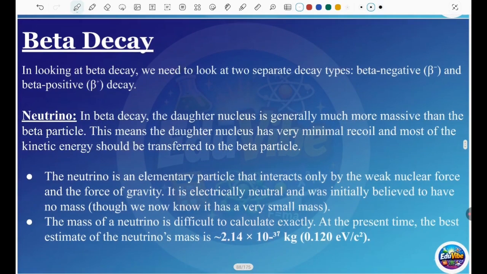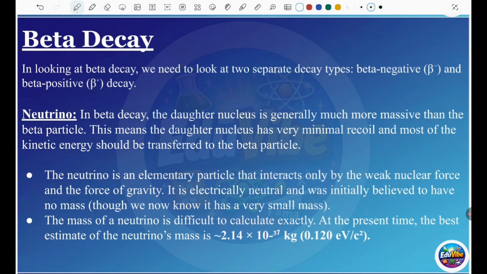Next, for beta decay, as you all know, beta decay has two types, beta positive and beta negative. They have different processes for making the equations. So firstly, we're doing some theoretical part. Looking at beta decay, we need to look at two separate decay types, beta negative and beta positive.